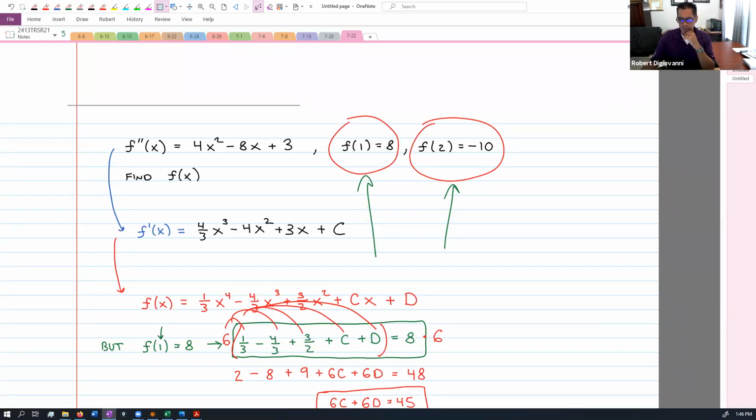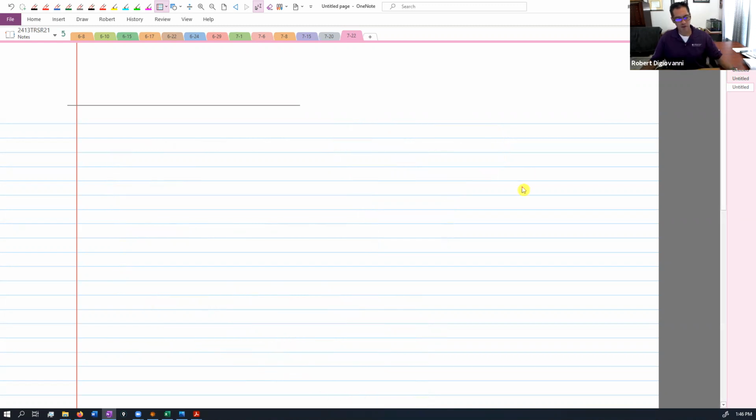Well, maybe, you know what? Before we move on, I want to show you one more thing. This is just an antiderivative problem. Here's little f of x. I want you to find capital F of x.